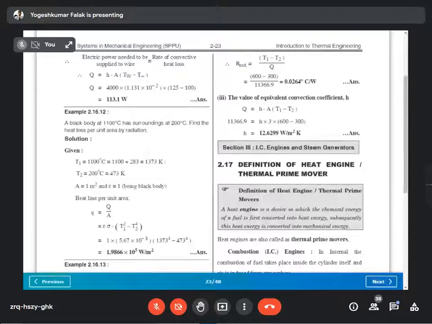यहाँ पे बहुत सारी मिस्टेक है इस प्रॉब्लम स्टेटमेंट में। सो सभी बच्चों ध्यान में रखो, T1 को आपको 1100 प्लस 273 ऐड करना है, 1373 केल्विन। T2 को आपको 200 प्लस 273, 473 करना है। एरिया इज नॉट गिवन, सो कंसीडर A is equal to 1 meter square. Emissivity epsilon is not given, so it's considered as 1, and write down in a bracket it's being black body. Then Q is equal to epsilon sigma into T1 raised to 4 minus T2 raised to 4. T1 स्क्वायर नहीं है वहां पे, T1 raised to 4 है, so kindly note.